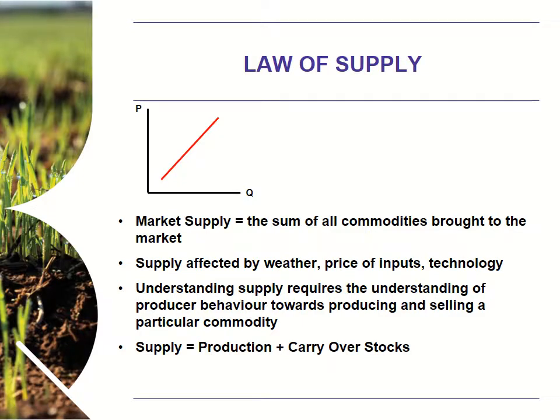We looked at the law of supply, where market supply is the sum of all the commodities being brought into the market, and supply is affected by weather, price inputs, and technology. In order to understand supply, you need to understand the producer's behavior towards producing and selling a particular commodity. And supply equals production plus carryover stocks. That's the amount of supply that you have in the market.